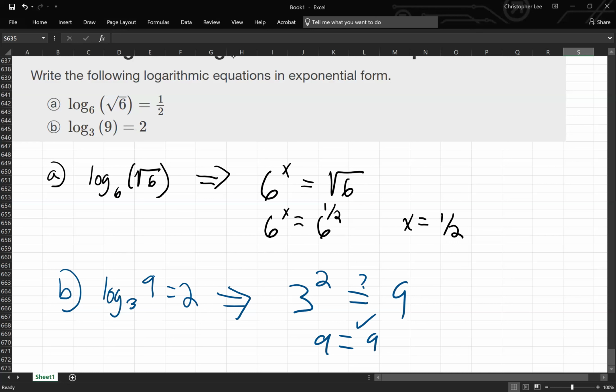X is 9. Or, no, I guess there's no work to do on this. It's just convert it because there's no variable there. But does this make sense to everybody? Good?